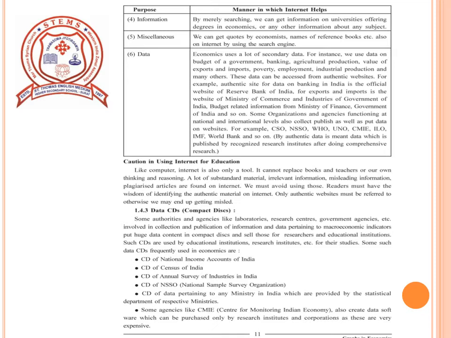For example, the authentic site for data on banking in India is the official website of the Reserve Bank of India. For exports and imports, it is the website of the Ministry of Commerce and Industries of the Government of India. So these are the official websites available on the internet. Just by visiting these official websites, you are going to get authentic data and relevant information. Clear with this?